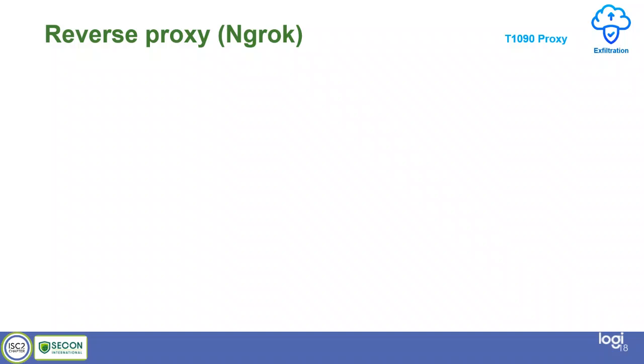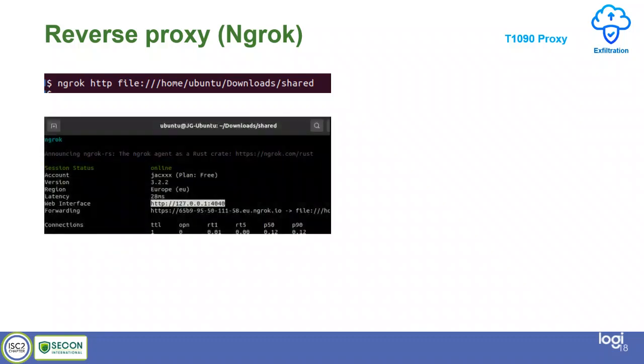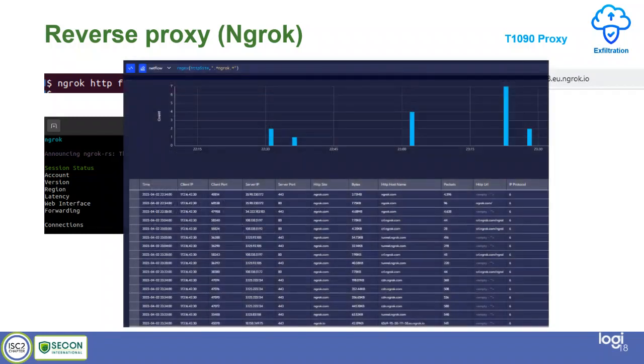Configuring such a service is very simple. Just run the ngrok http command and specify the directory of the data you want to share. After executing the command, we receive a URL address where this data will be visible from the internet. And in fact, after clicking on this link, we see the shared data, and in this way we can exfiltrate data from the organization. So how could we detect such a technique?